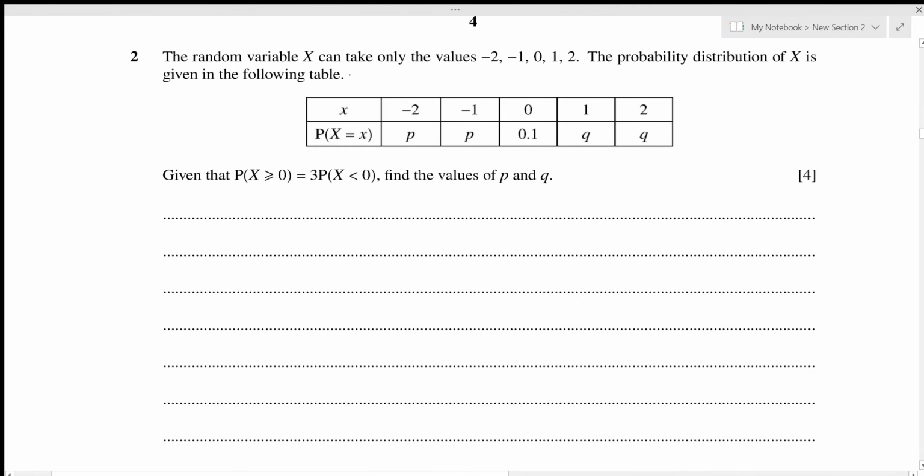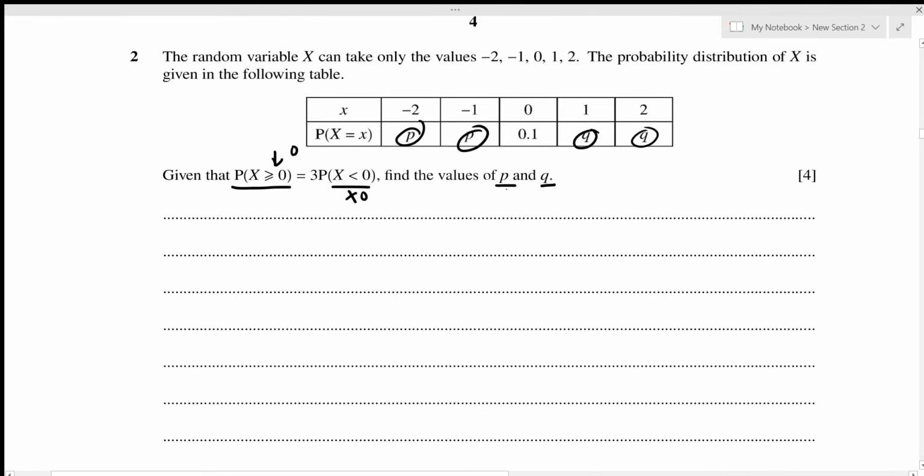The random variable x can take only the values -2, -1, 0, +1, and +2, and the probability distribution of x is given in the following table. So we're given the values p, p, and q. We're also given that the probability of x greater or equal to 0, which means that this includes the value 0 as well, is equal to 3 times the probability of x less than 0, which means that this does not include the value 0. We need to figure out the values of p and q.